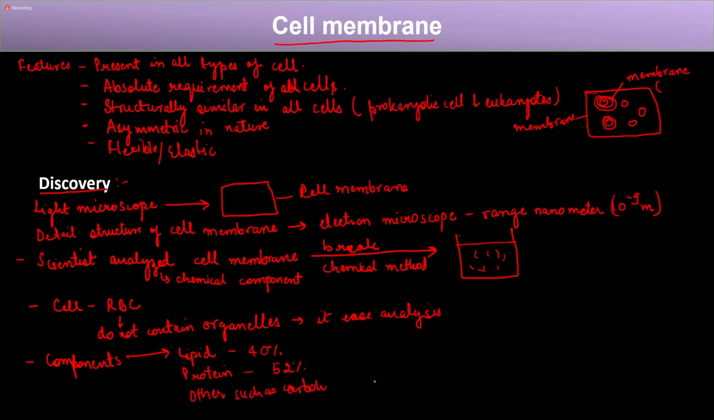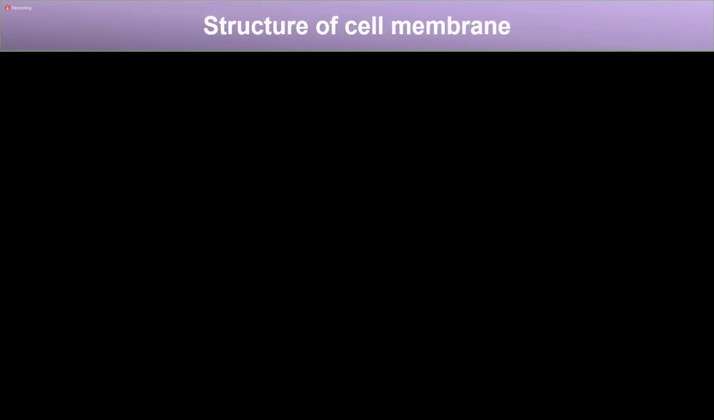Carbohydrates, etc. And these were 8%. Okay, so the plasma membrane or the cell membrane comprises three components: lipids, proteins, and certain other components such as carbohydrates, cholesterols, etc. That was approximately 8%. Okay, so in this slide, we saw the typical features of a cell membrane and how the discovery of the cell membrane took place. Now, we will study in detail the structure of the cell membrane.